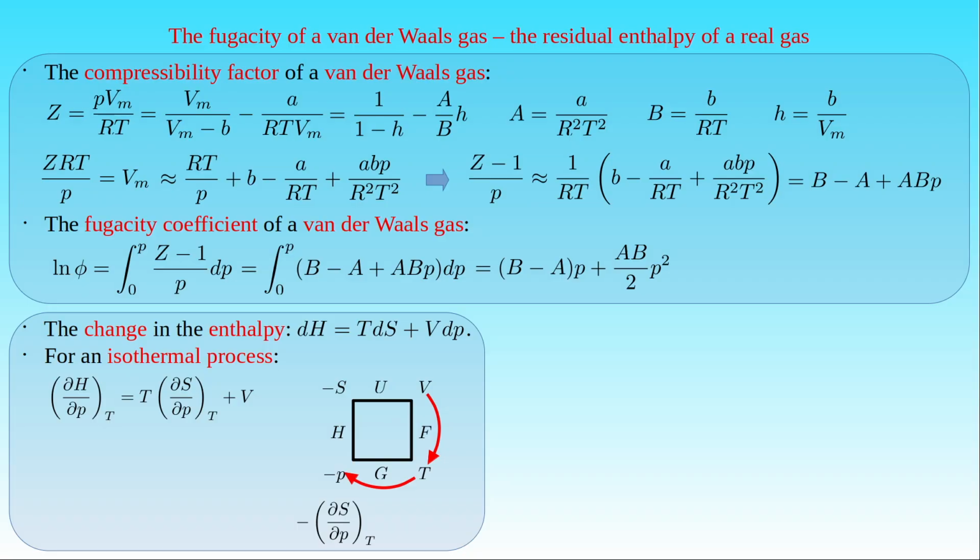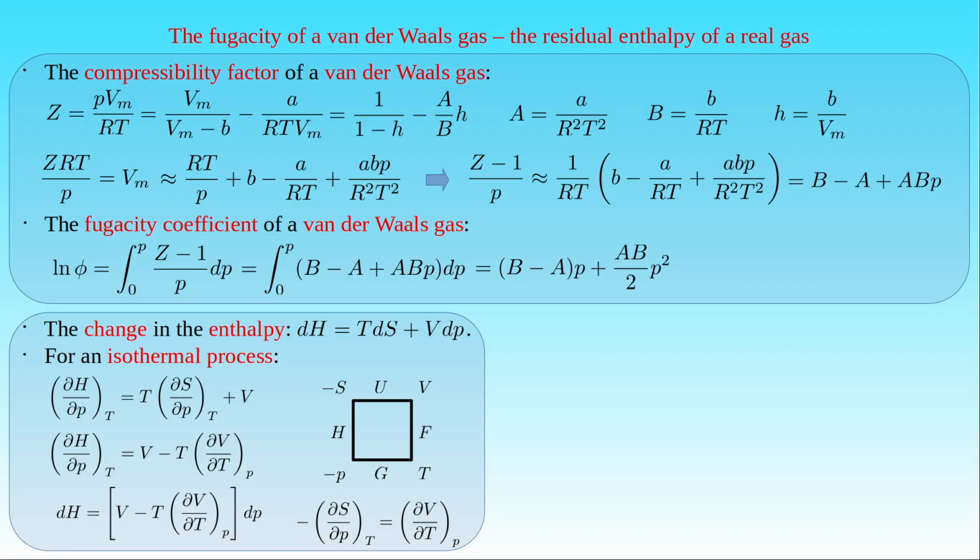Because only the entropy S is the dependent variable that appears with a negative sign in the thermodynamic square, we apply a negative sign for S, and state that minus the partial derivative of the entropy S with respect to the pressure P at a constant temperature T is given by the partial derivative of the volume V with respect to the temperature T at a constant pressure P, which can be inserted into the right-hand side of the equation. Then the differential of the enthalpy H is equal to the difference between the volume V and the temperature T times the partial derivative of V with respect to T at constant pressure, times the differential of the pressure P.